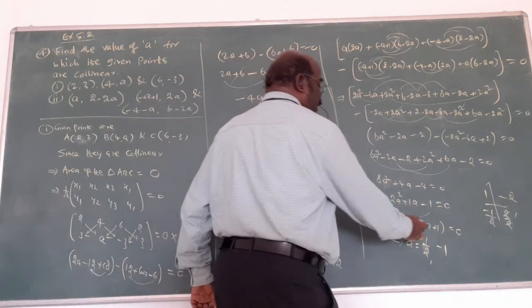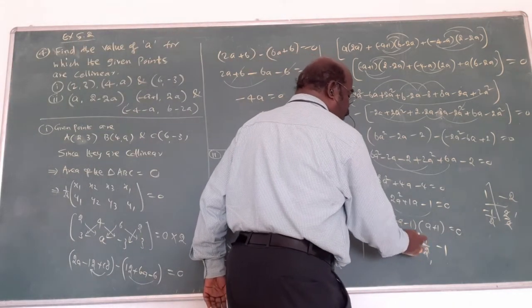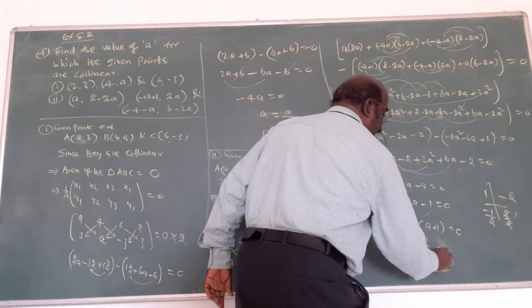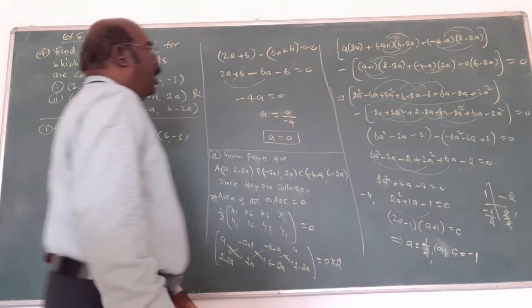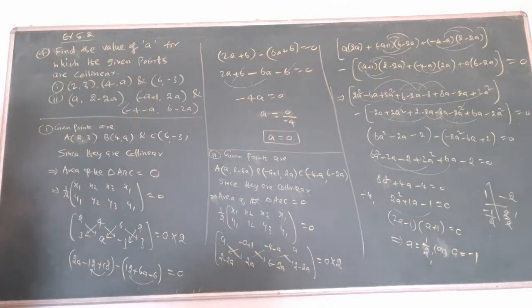Product of two numbers is 0. First term 0 is 1 by 2, or next term is minus 1. This is the calculation. But the concept is simple: the area becomes 0. But for this, we need not draw the diagram.